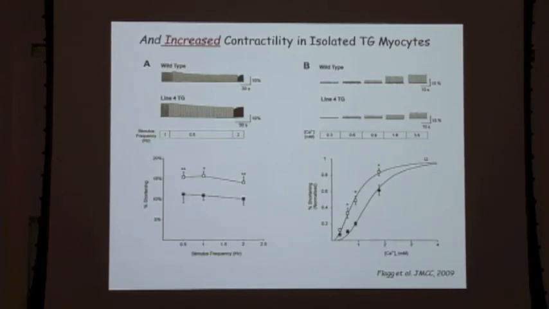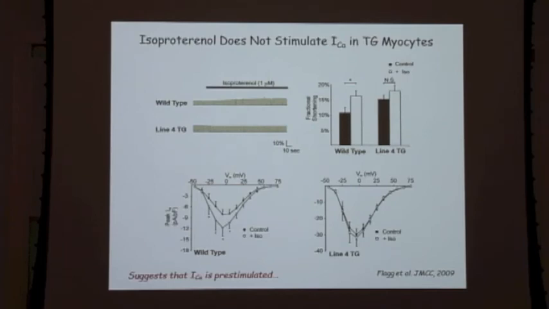So just measuring the amplitude of contractions, isotonic contractions in isolated myocytes, 10% shortening at different stimulus frequencies in control, about half as big again in the transgenics. And if we look at the calcium dependence of contractility, it's left shifted. So we've got enhanced contractility because of enhanced intracellular calcium, because we've got these bigger calcium currents.